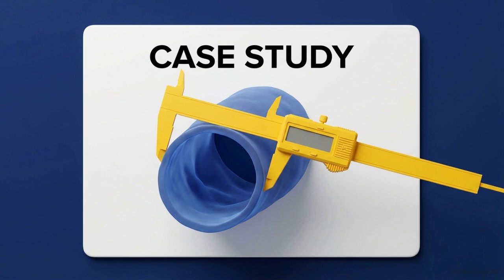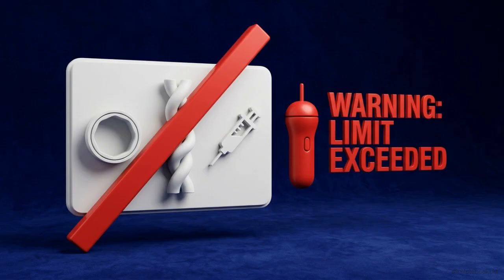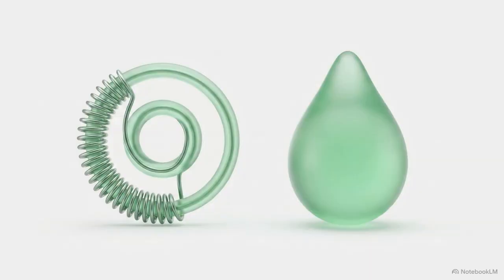Consider this specific clinical scenario based on the data we've reviewed. A patient presents with a great saphenous vein measuring 14 millimeters in diameter, with severe tortuosity and an inability to tolerate tumescent anesthesia. In this exact edge case, applying thermal energy will likely fail due to the 12 millimeter physical limit. Successfully closing this vessel requires switching to mechanical scoring or chemical adhesion.